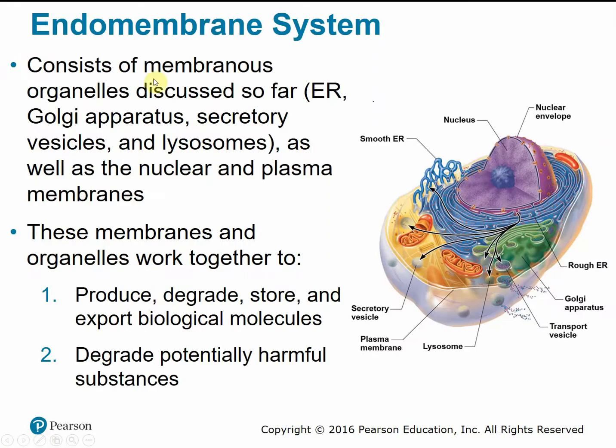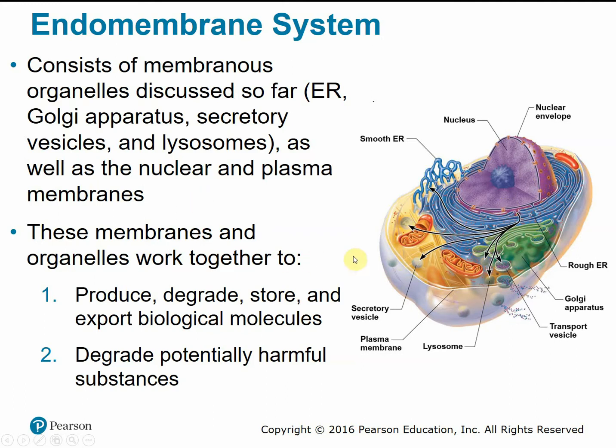So this endomembrane system is going to consist of all of the membranous or membrane-bound organelles that we've discussed so far. So we have the endoplasmic reticulum, the rough and the smooth, then the Golgi apparatus, and our secretory vesicles like the lysosomes and the peroxisomes. It also includes the nuclear and the plasma membrane because they are also membrane-bound.